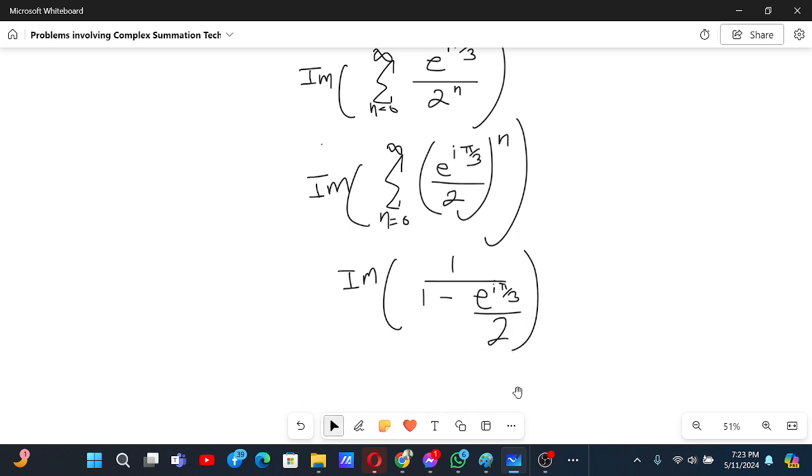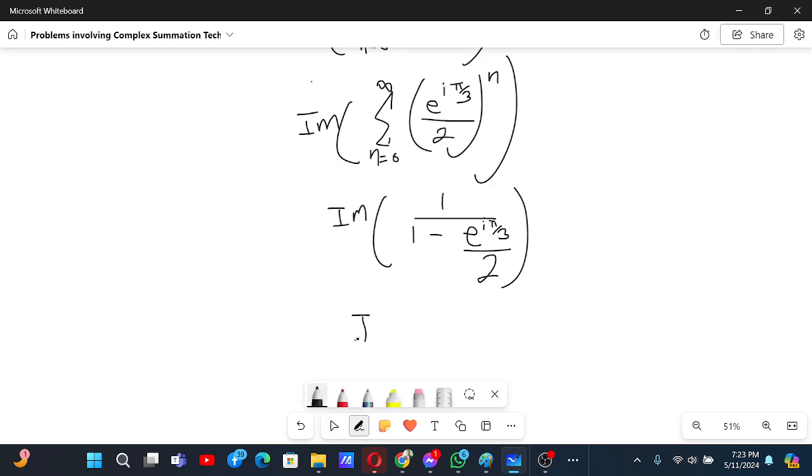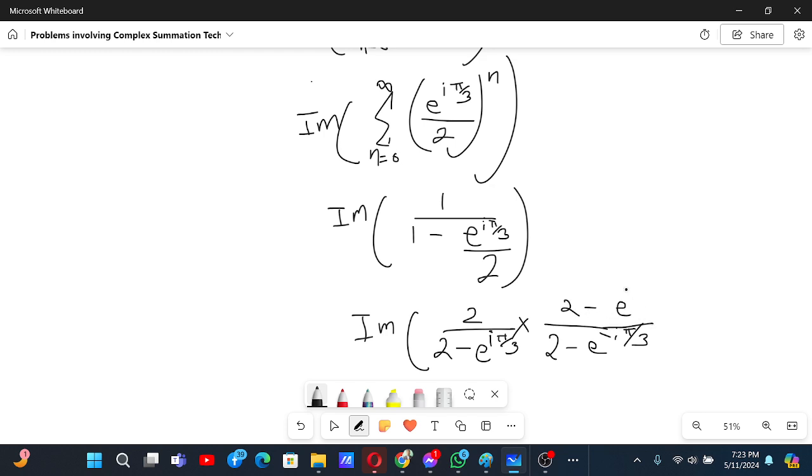Yes, now this is the ratio. Now we just need to find its imaginary part. Imaginary part is now of 2 by 2 minus e to the power i pi by 3. Yes, now there are two ways. One of the ways is just expand this as cosine, sine and rationalize the denominator. The other is to multiply by the same denominator with a conjugate over here. So basically 2 minus e to the power minus i pi by 3 by 2 minus e to the power minus i pi by 3.